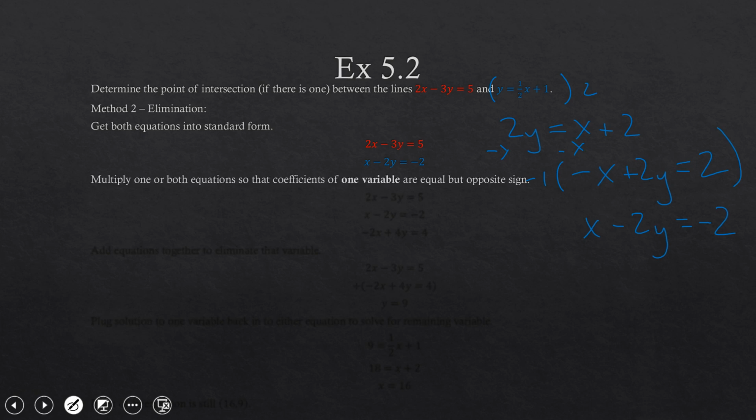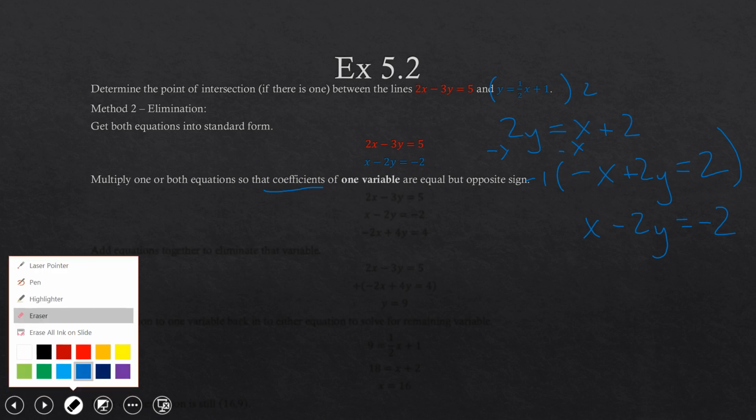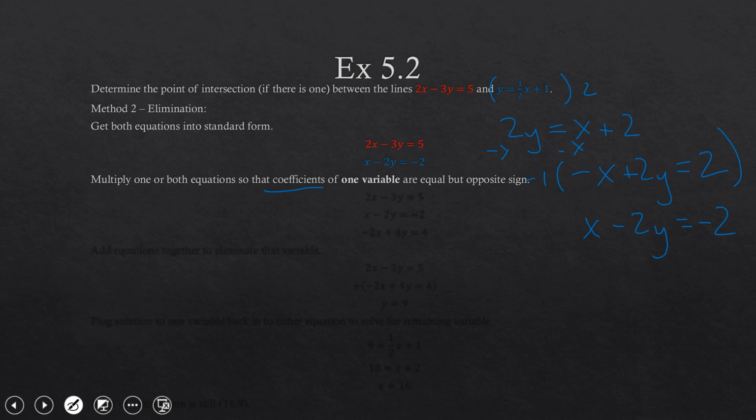Okay. So now to do elimination, once we've got them both in standard form, we have to multiply one or both equations so that the coefficients, those are the numbers in front of the variables, so coefficients are like the -2 or the -3, etc. Multiply one or both equations so that our coefficients of one variable are equal but opposite in sign. Okay, so they are the same absolute value but have opposite signs.